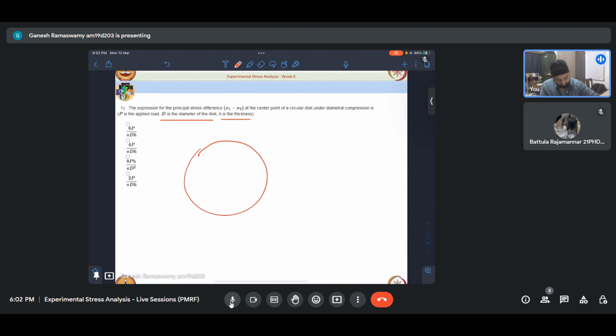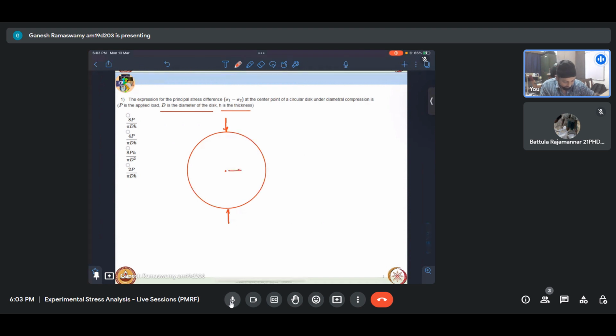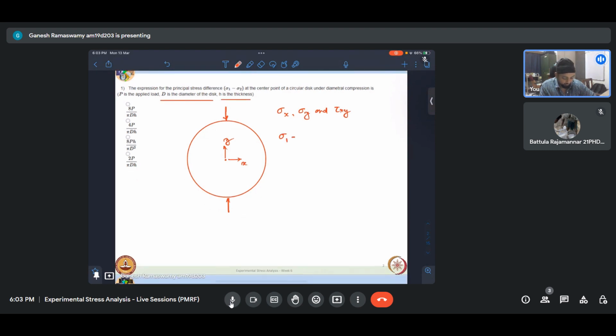So we know that if we take a disk under diametral compression, from theory of elasticity solution, our origin of the coordinate system is set at that very point. So this is essentially the x and y axis. We have the closed form solution from theory of elasticity, which gives us the stress field in terms of sigma x, sigma y, and tau xy. So from here, if we were to substitute into sigma 1 minus sigma 2, we will get one long expression.